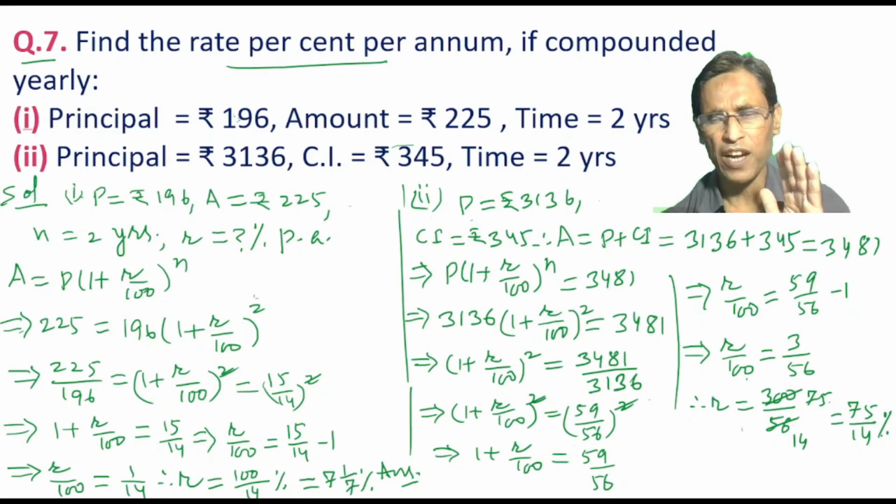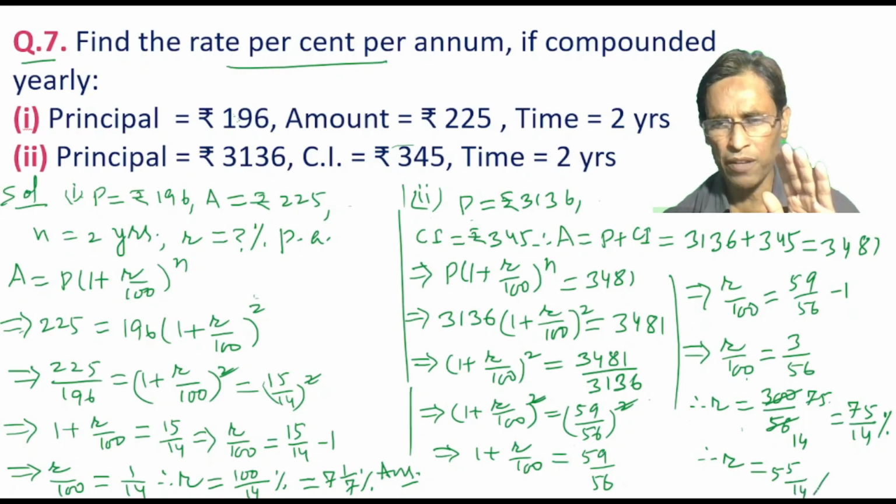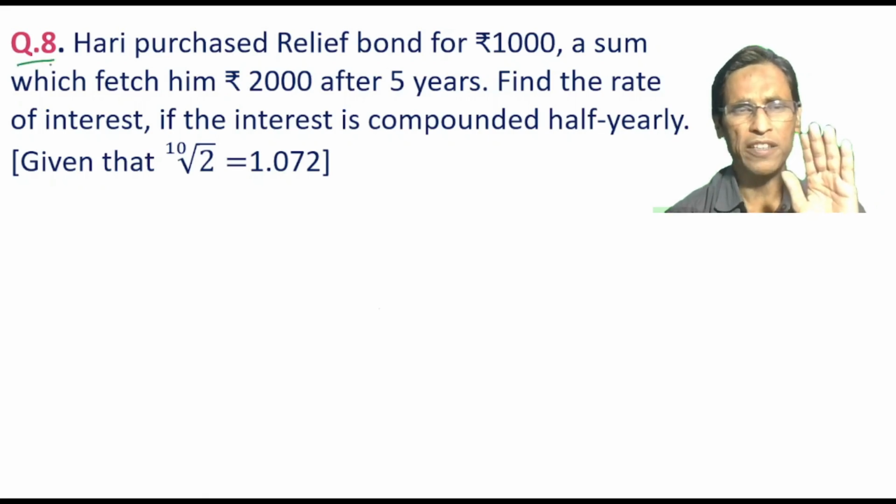Therefore 75 by 14%. On further simplification, 75 by 14 becomes 5 upon 5 by 14, in percent. So R equal to 5 upon 5 by 14%. Answer. Our next question is question number 8.